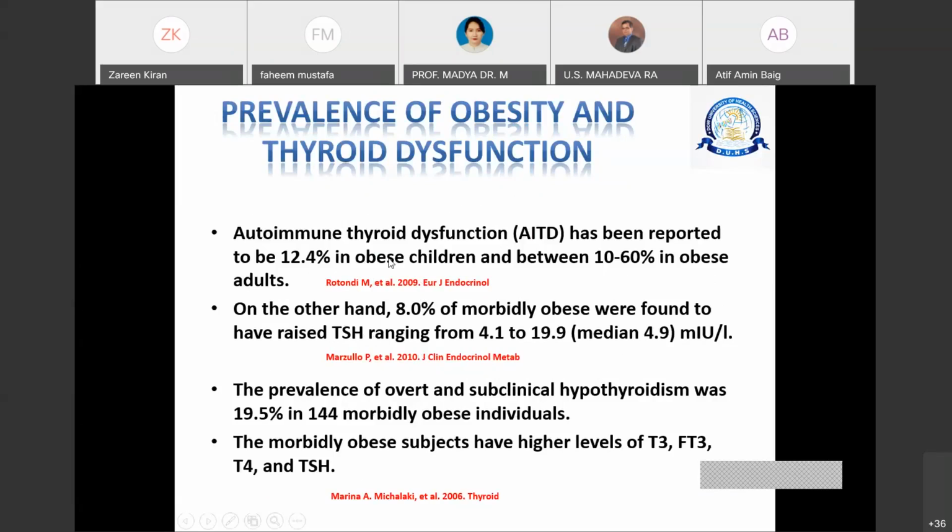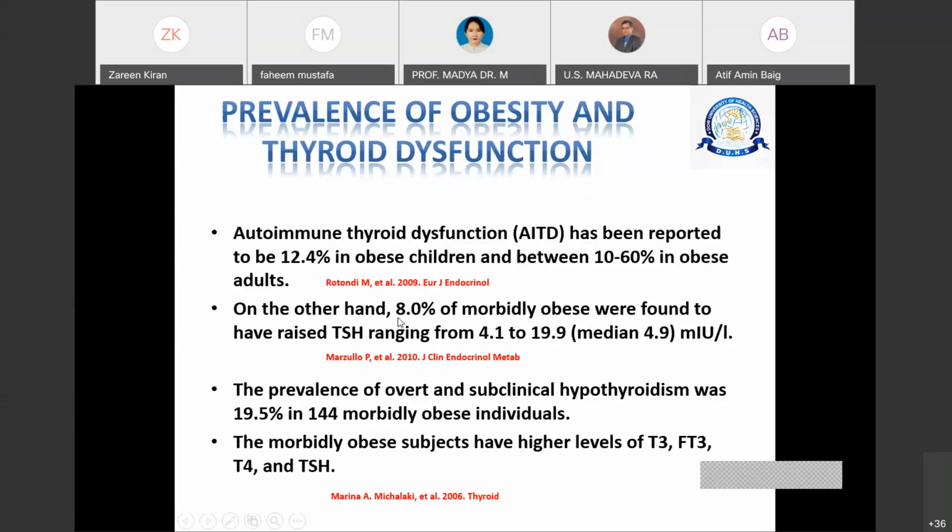It said that autoimmune thyroid dysfunction has been reported in 12.4% of obese children and between 10 to 60%. This is a big reference range, 10 to 60 is quite big. So obviously the data differs, and we need robust epidemiological studies to collect the correct data.